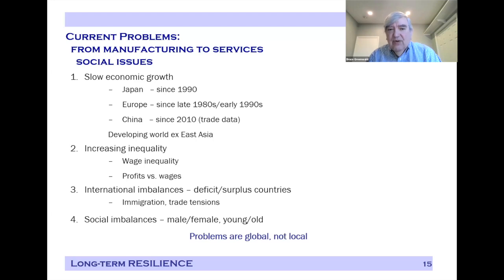Increasing wage inequality, certainly. This is not just the top 1%. This is sort of the top 20 versus the bottom 40. You're going to see that data I'm not going to show you. I assume it's well established. Profits versus wages, I am going to show you.